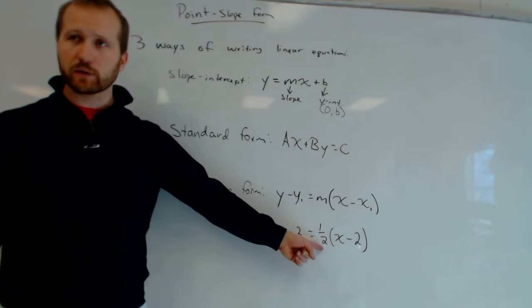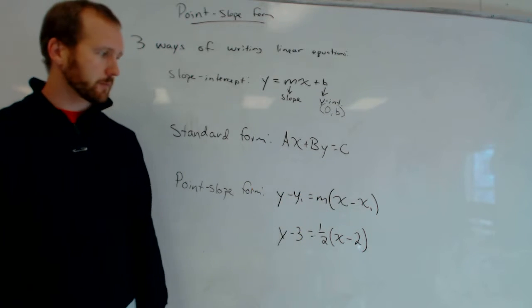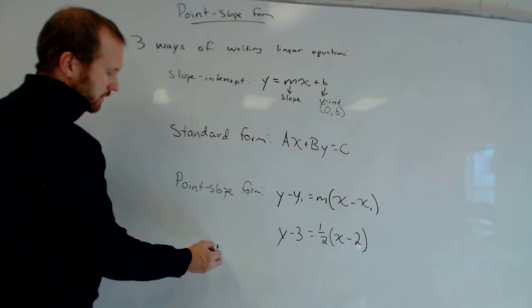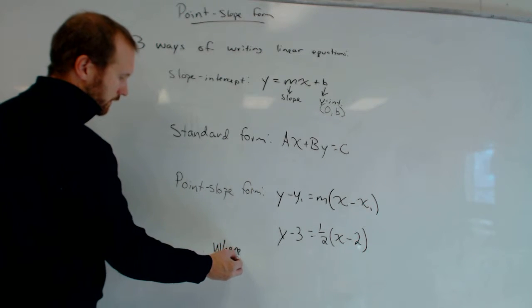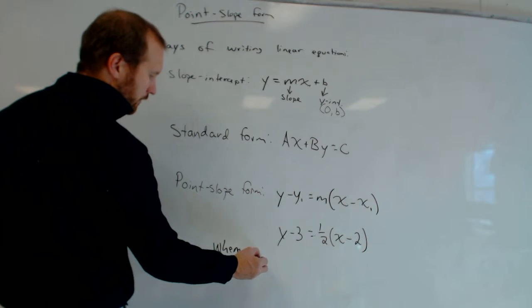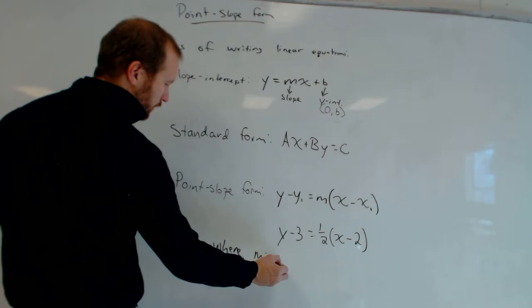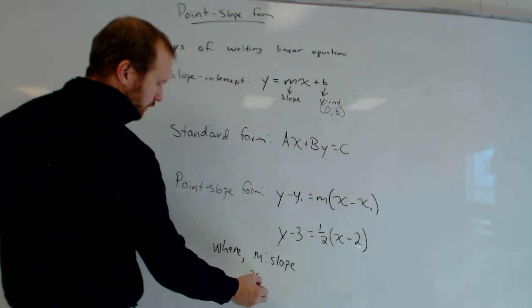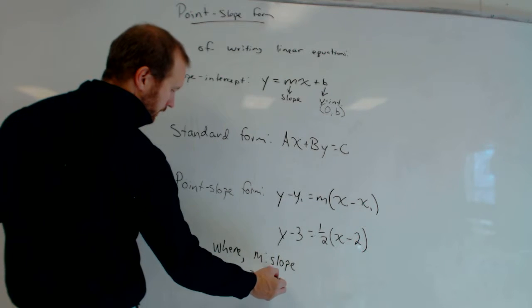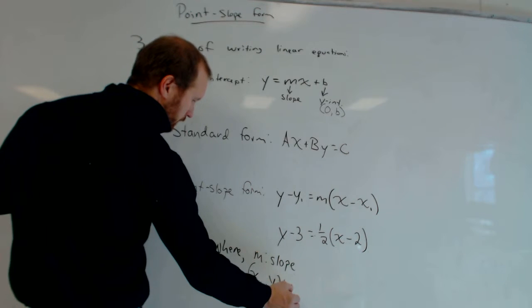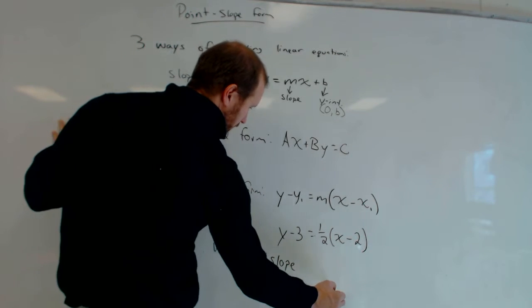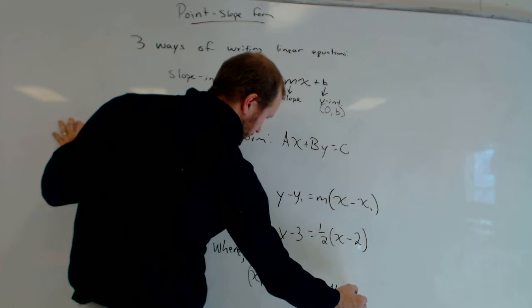M is also a number. So what we can say is this is point slope form where m is our slope and (x1, y1) is a point on the line.